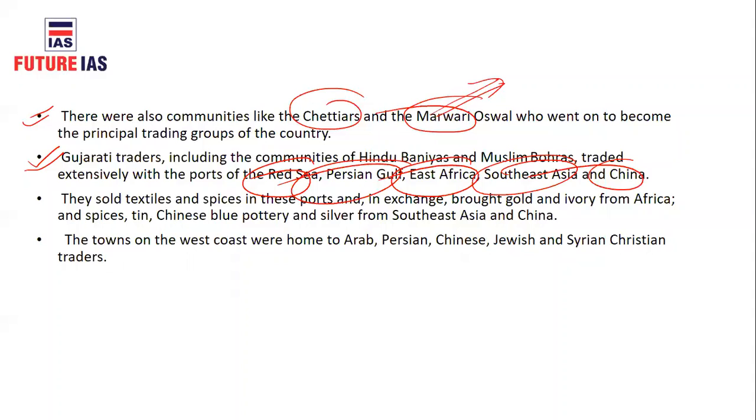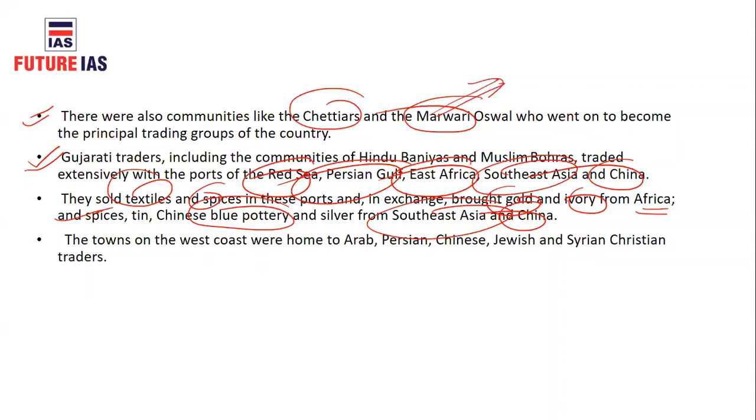All right. And they used to sell different types of items, for example textiles and spices, right? The textiles and the spices were in great demand in some of the Western countries. And in exchange, they brought gold and ivory from Africa, isn't it? They brought Chinese blue pottery, and silver from Southeast Asia and China, in return for the textiles and spices, isn't it?